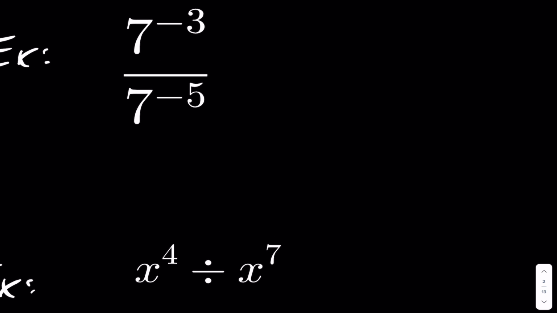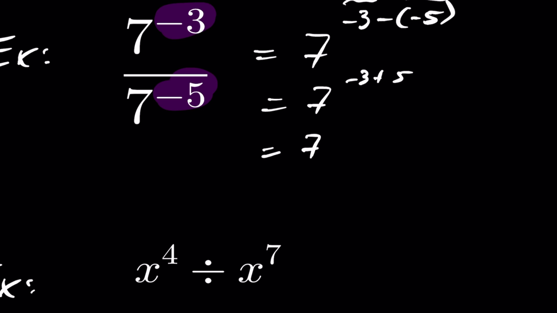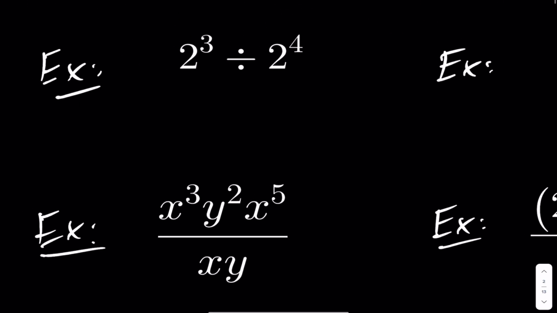For the next example here, we're dividing. When you're dividing, you subtract the exponents. So in this case here, this is going to be 7 to the exponent of -3 minus -5. So that's my a minus my b, right? This is my a, this is my b. So doing this here, we end up getting 7 to the -3 plus 5, and that becomes 7 to the power of 2.